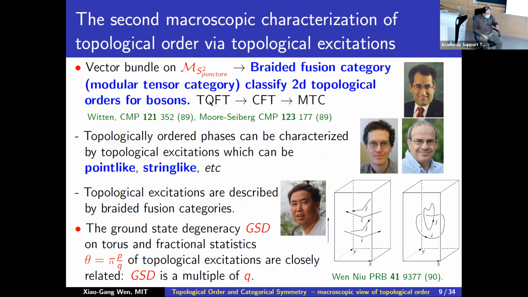And so that means these four operators form an algebra. They do not commute. The commutation relation gives you this phase factor, which is mutual statistics. I should say, this one is mutual statistics, not self statistics. So it's 2 pi p over q, and the ground state degeneracy is a multiple of this denominator q. So from here is a very strong indication that this module tensor category and the ground state degeneracy have a very close relation. But how do we get this relation very systematically? How do we see them more systematically?